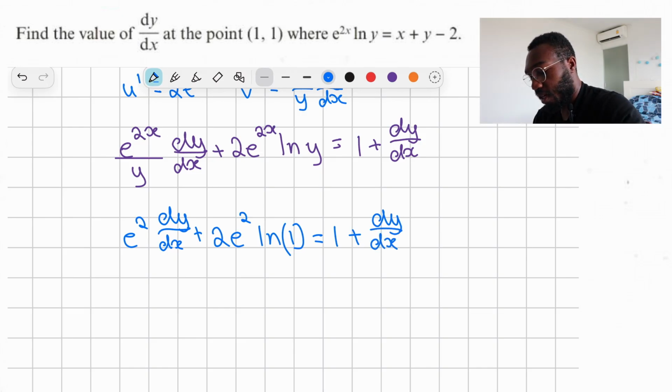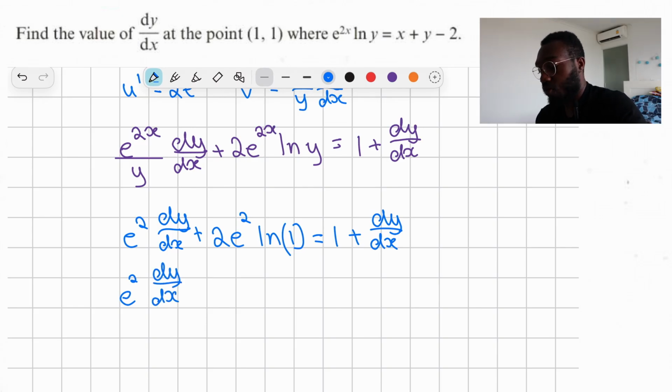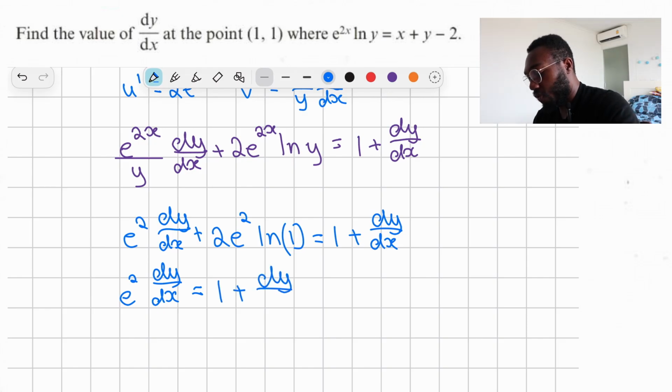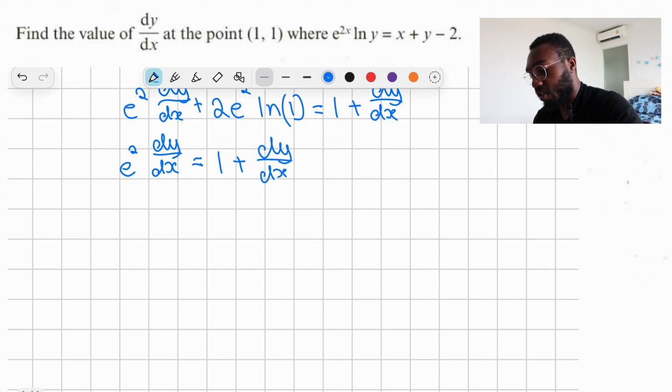So what does this mean? Well, we get an e to the 2 dy over dx. Ln 1 is just 0, so actually that whole thing cancels out. So we're just left with 1 plus dy over dx. And then from this stage here, we can bring that dy over dx to the other side.